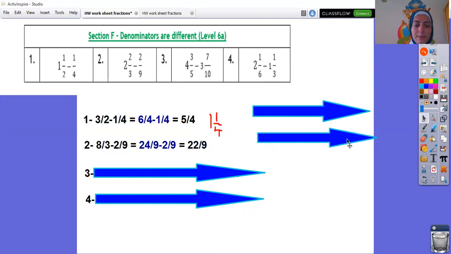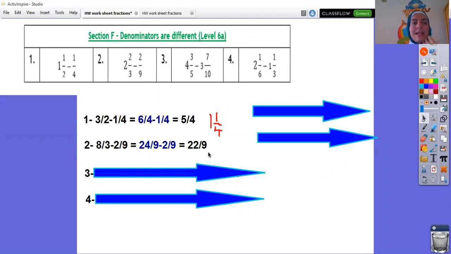8/3 minus 2/9. You're going to make a common denominator, which is 9. I multiply the 8/3 by 3 up and down. It's going to be 24/9 minus 2/9. Now you have a common denominator 9. So can I subtract? Yes. 24 minus 2 equals 22.